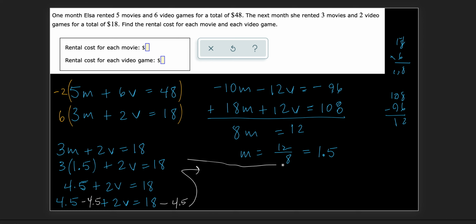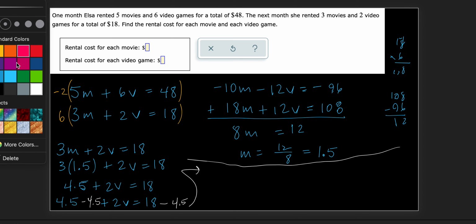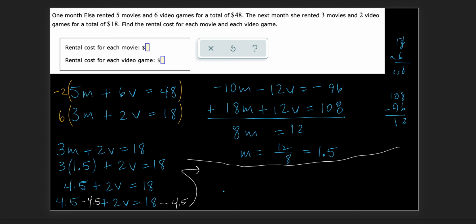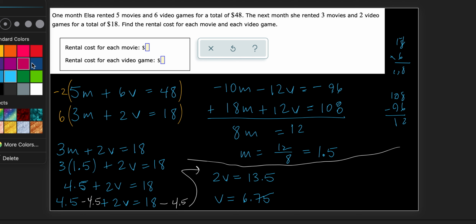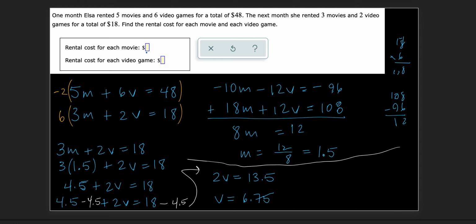And I'll take that work over here. And so what I'll have is 2v equals, I want to double check, 13.5. And so v, because I have to divide both sides by 2, will be 6.75. So rental cost for each movie, M, is $1.50. And rental cost for each video game is $6.75.